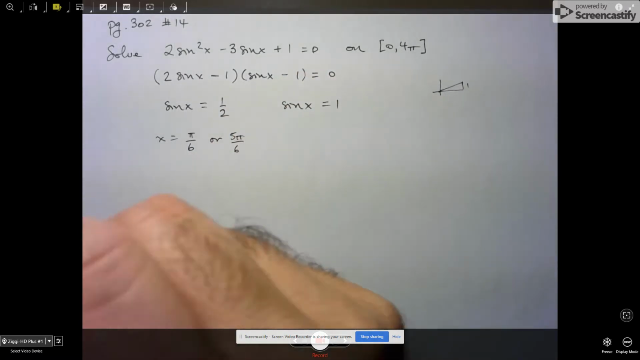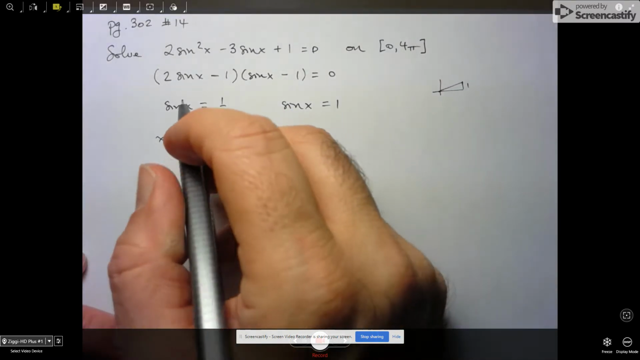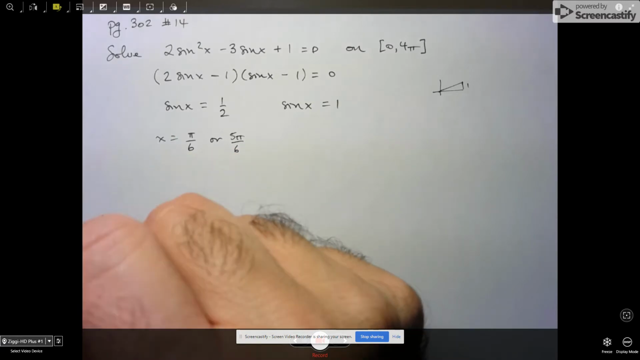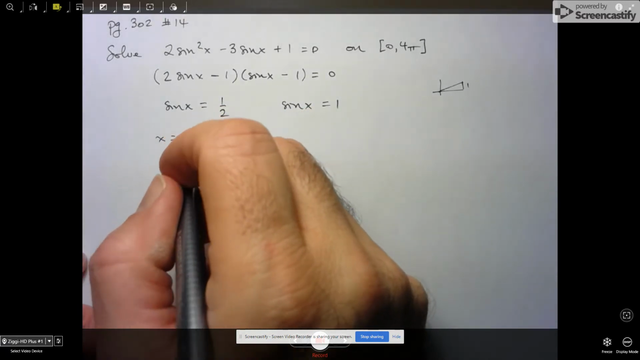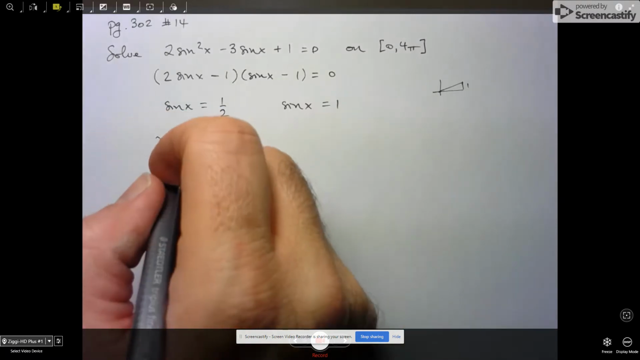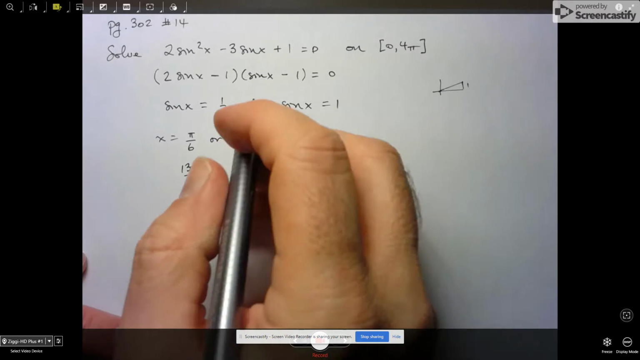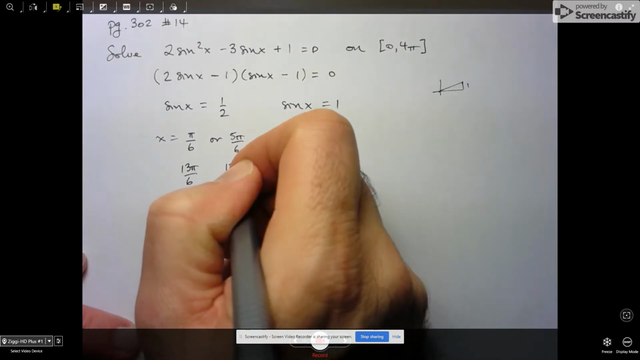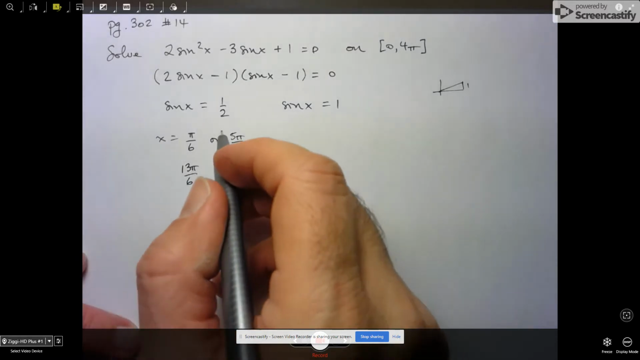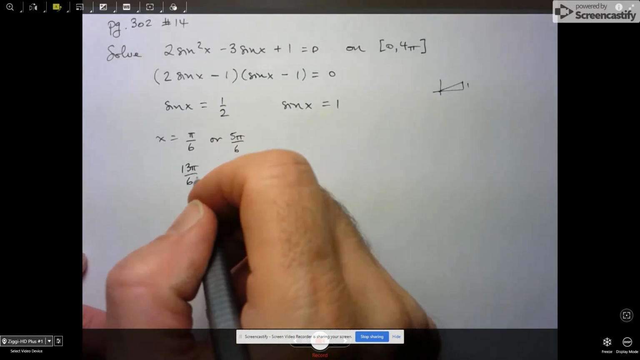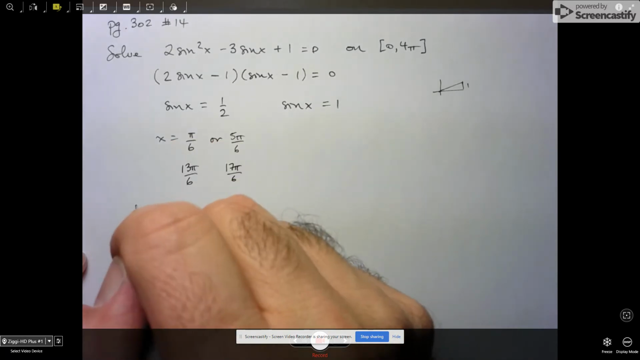But of course, we have more because this goes beyond 2 pi. So I'm just going to add the period, which in this case, there's no k value, so it means the period is 2 pi. So I'm going to add to these 12 pi over 6, which is equivalent to 2 pi. So here this is going to be 13 pi over 6, and 5 plus 12 is going to be 17 pi over 6. And so there we have it, we have all the solutions. Again, if I try to add another 2 pi, I'm going to go beyond 4 pi here. So those are all my solutions from the first equation.